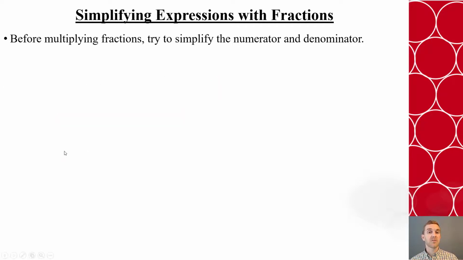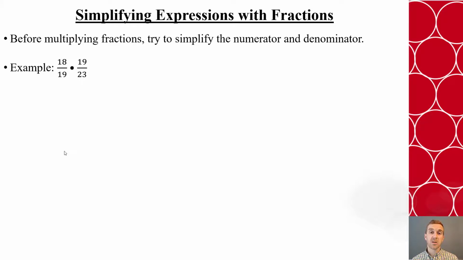We can also simplify expressions with fractions. Just pay attention to our order of operations, as well as when we have multiplication of two fractions, see if you can simplify the numerator and denominator. For example, say we have 18 19ths times 19 23rds.